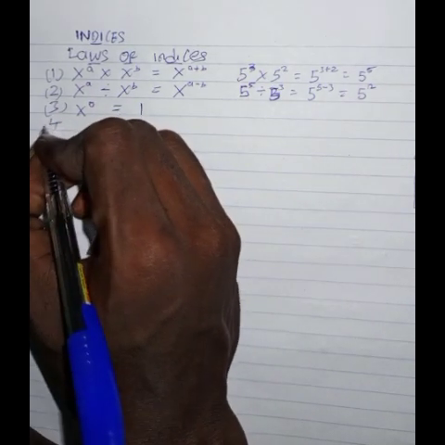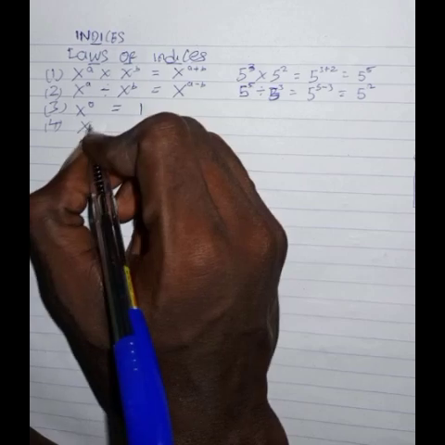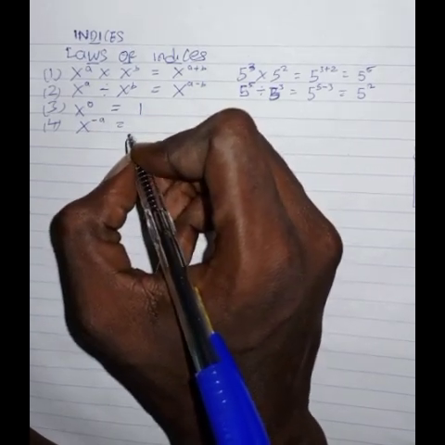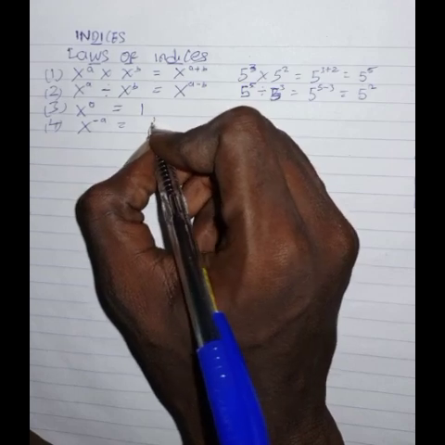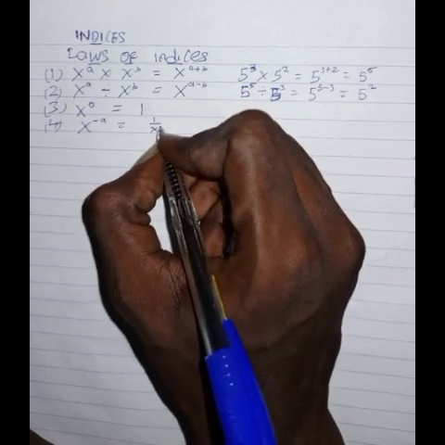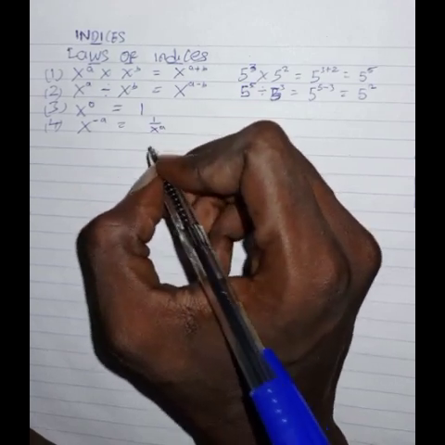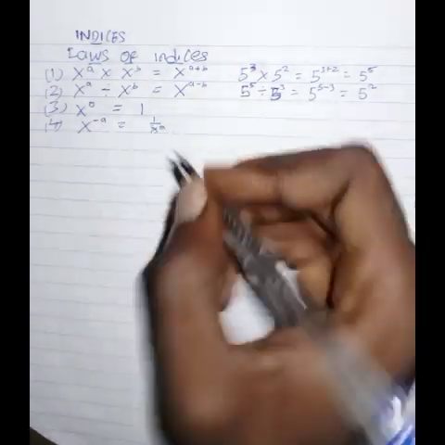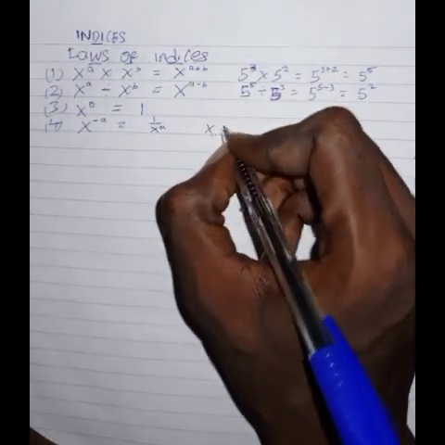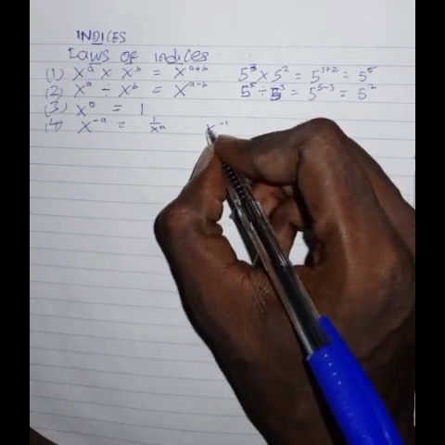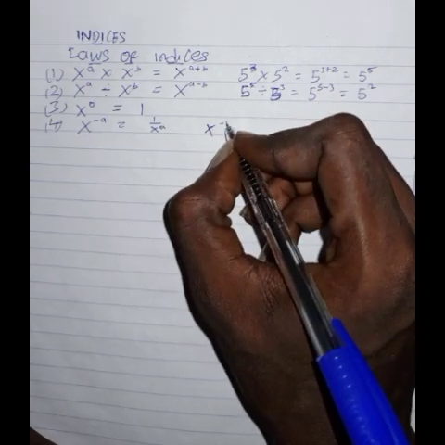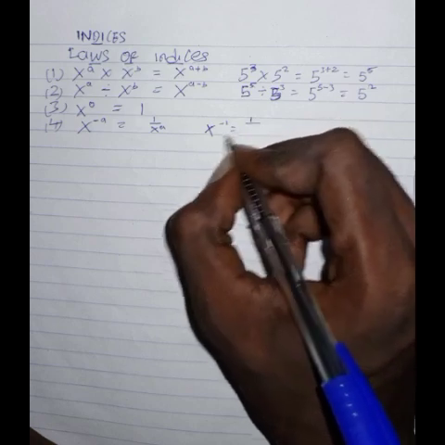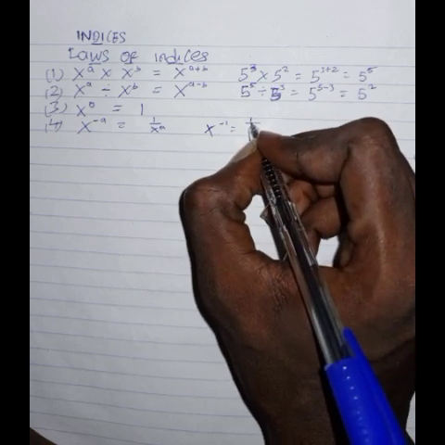The 4th law here, whenever we have x raised to the power of minus a, this simply means 1 over x raised to the power of a. Now what if I have x raised to the power of minus 1? This minus sign is what is bringing this 1 over.